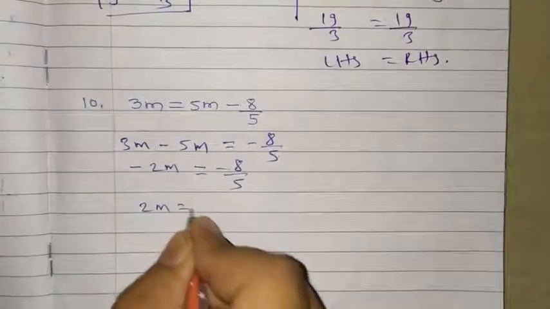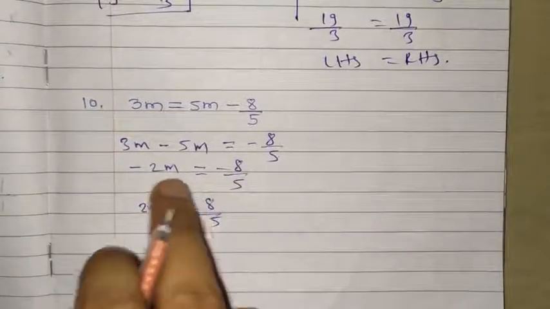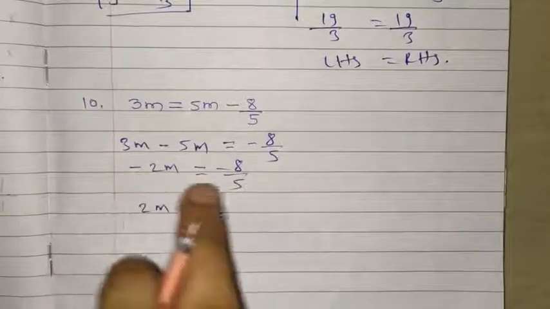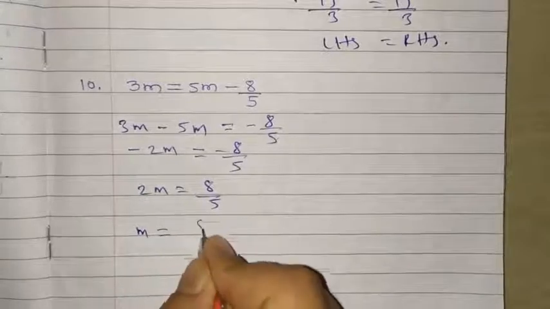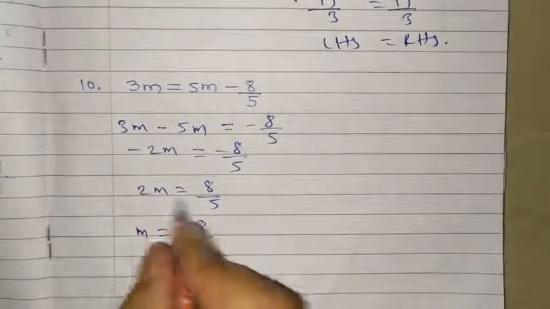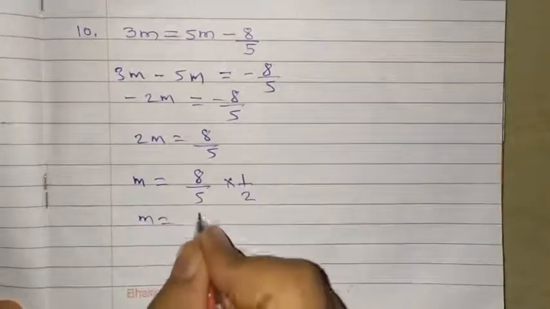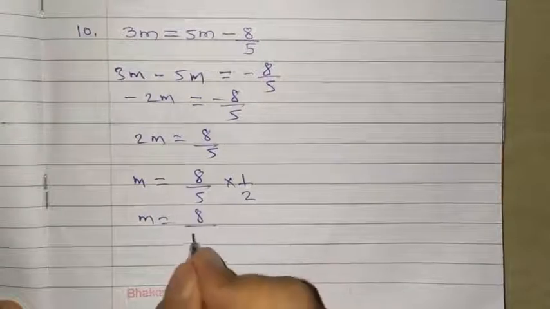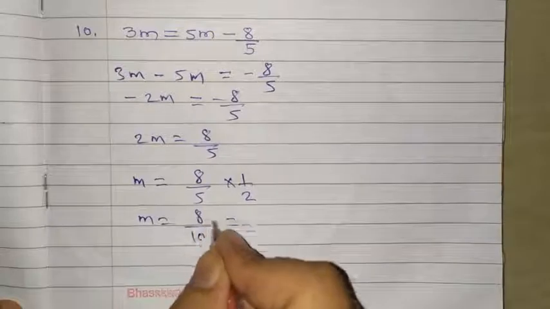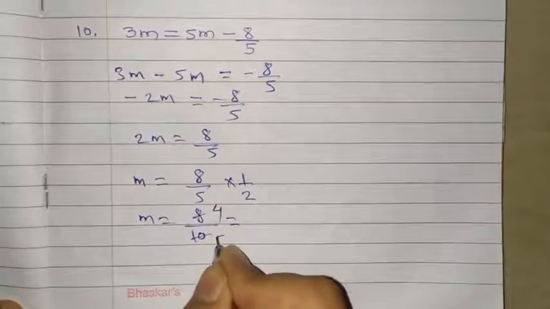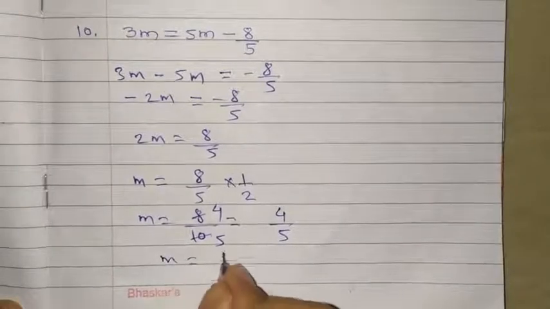So it is 2m equals to 8 upon 5. Or if you didn't understand, what we can do is multiply minus 1 to both sides. So minus minus plus, here also minus minus plus. Then here m equals to 8 upon 5. This number is going to this side, so it is 1 upon 2. Finally m equals to 8 into 1 is 8, 5 into 2 is 10. So both the numbers are divisible by 2. 2 4s are 8, 2 5s are 10. So it is 4 upon 5. So it means m is 4 upon 5.